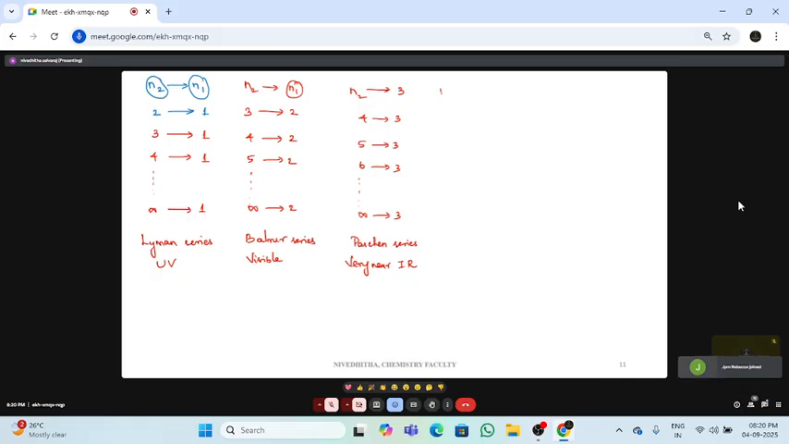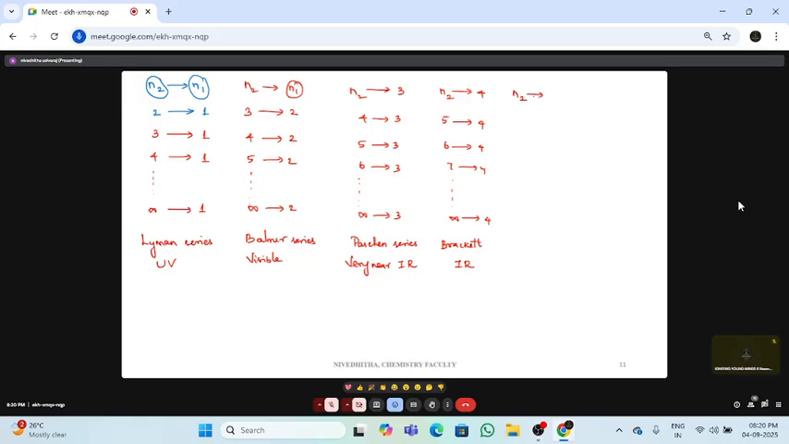The fourth series is where the electron is coming from an excited state to the fourth energy level. So the minimum transition will be fifth to fourth, sixth to fourth, seventh to fourth, or infinity to fourth. This kind of series is called the Brackett series. And here it will emit infrared.